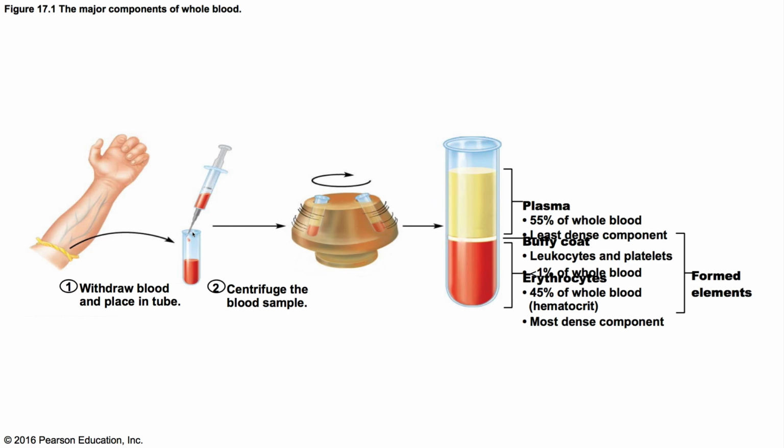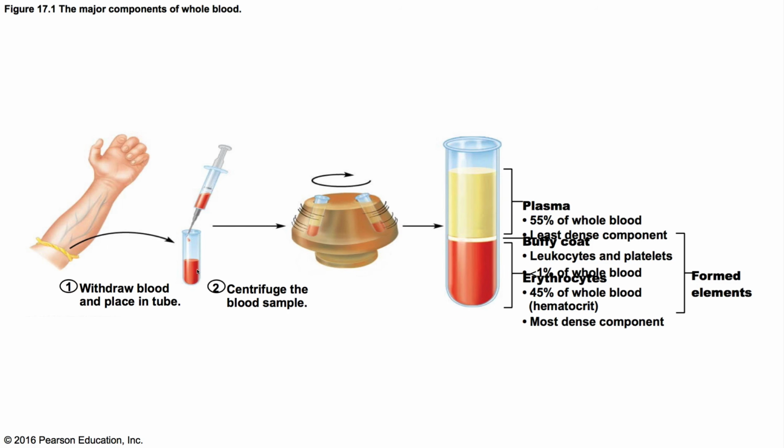So this slide over here kind of goes over what we just spoke about in the previous slide. So again, you have an arm over here. You draw some blood from this arm. You place the blood into a test tube. Take this test tube, place it into the centrifuge. The centrifuge spins very fast for maybe 5 minutes, 7 minutes. And then at the end of that time, when you remove that test tube, this is what you see.